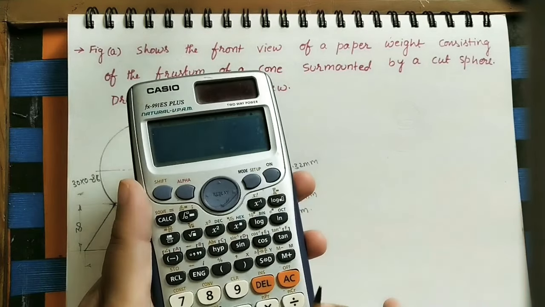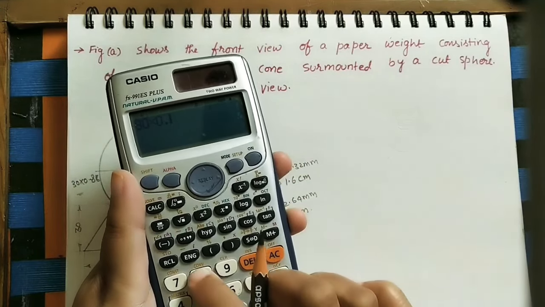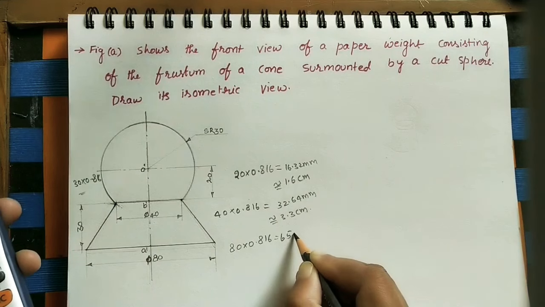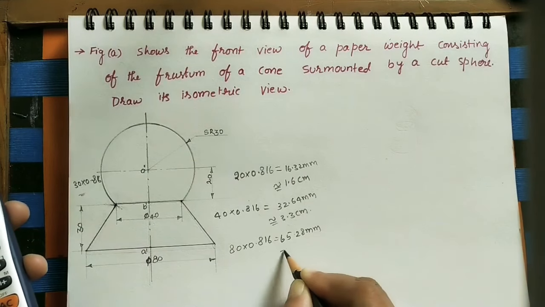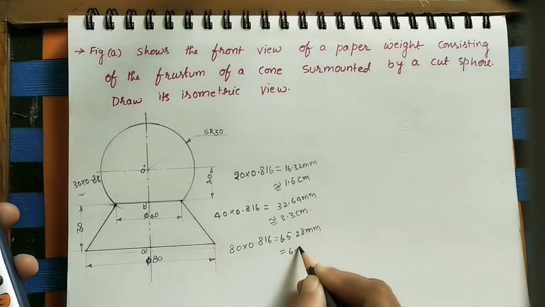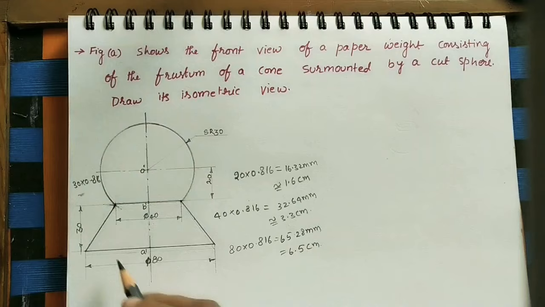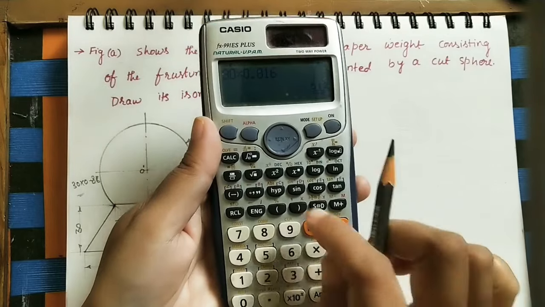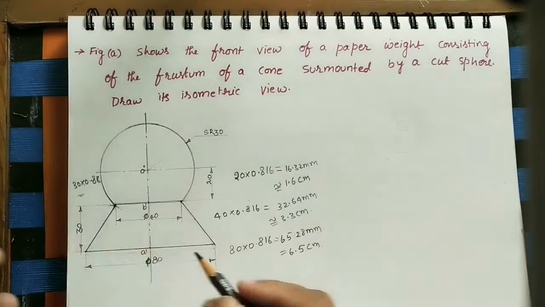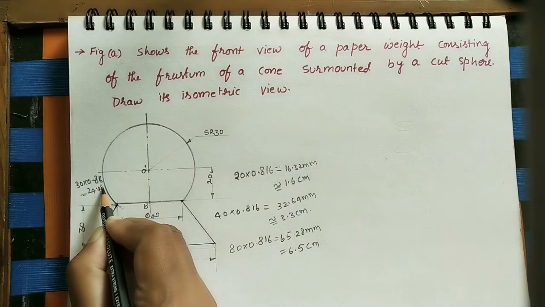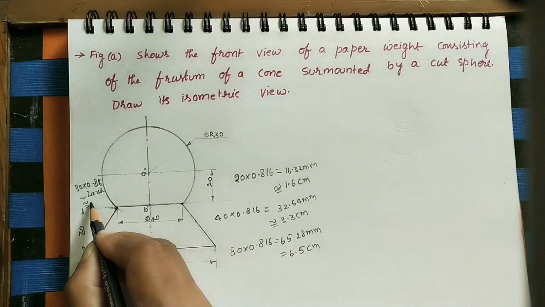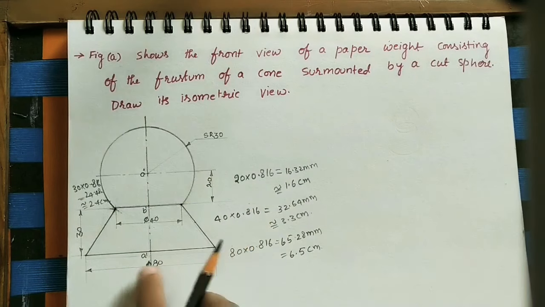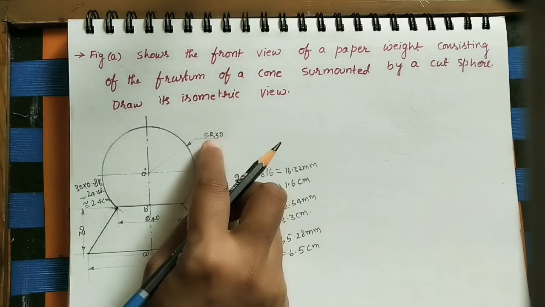Do this value, 80 into 0.816. How much is it? 65.28 mm. How many centimeters? 6.52 centimeters, or we can take 6.5 centimeters. Now next, this value, 30 into 0.816, 24.48 mm, or we can take 2.4 cm. So like that we have to take the new values for the other dimensions, except this sphere radius. We have to take this value as it is.